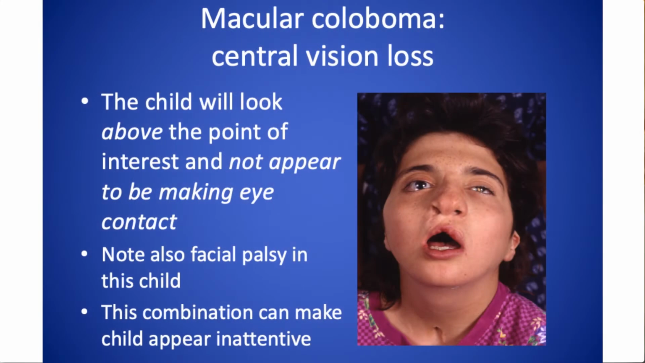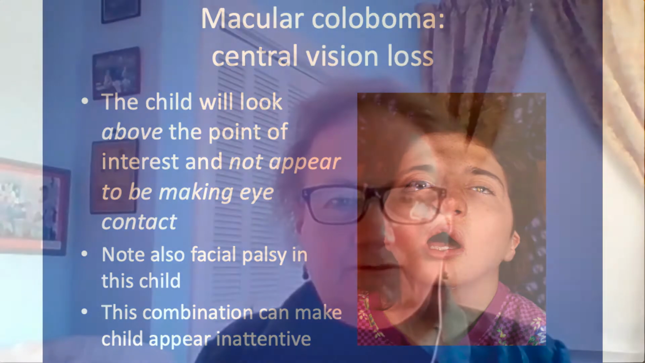Another thing about colobomas is the coloboma can be in the macula. That's the part of the retina that's responsible for central vision. And that will give you a central vision loss. And that means that you're going to need to use your peripheral vision down low and around the side to see things. So if someone has central vision loss, they're going to be using their peripheral vision, and it's going to appear that they're not making eye contact with you. They may be paying very close attention to you, but it doesn't look like it.